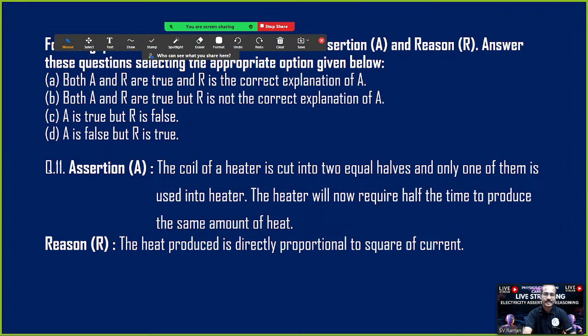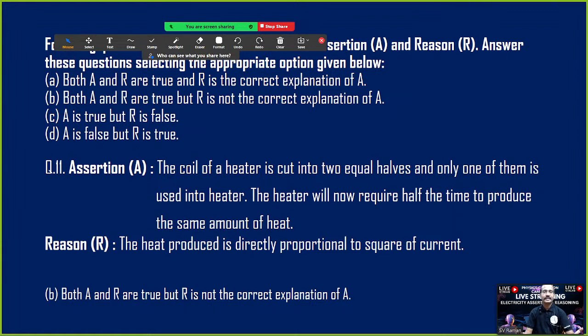Now, next assertion. The coil of a heater is cut into two equal halves and only one of them is used in the heater. The heater will now require half the time to produce the same amount of heat. Reason: the heat produced is directly proportional to the square of the current. Both assertion and reason are true. The reason is not the correct explanation of the assertion. So many more assertion and reason questions we will do in the revision.